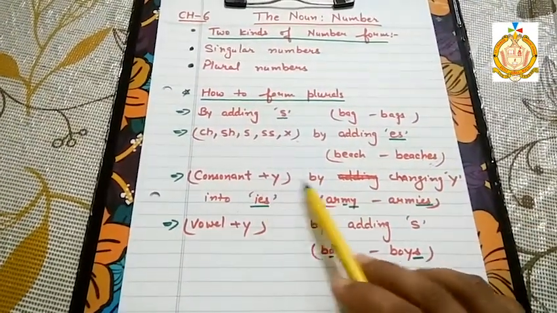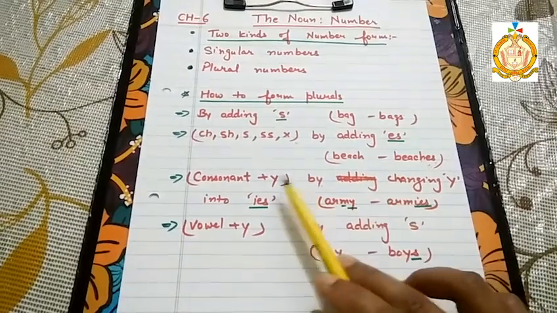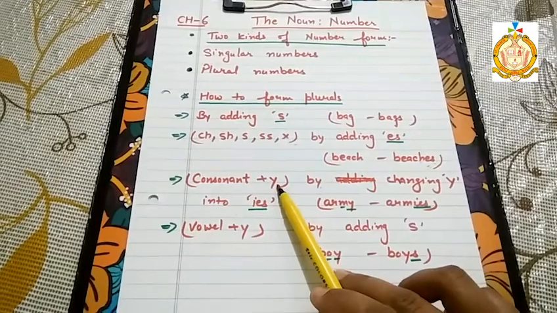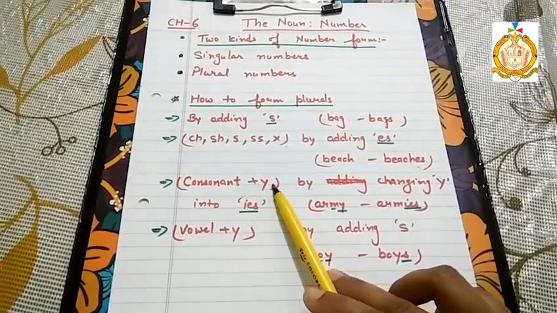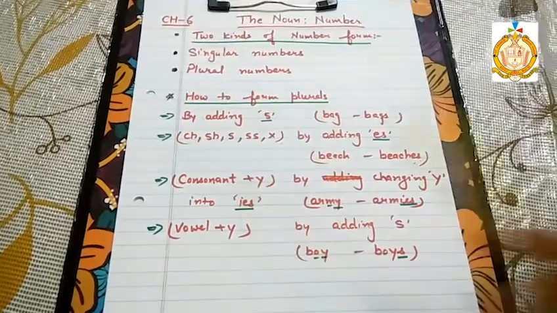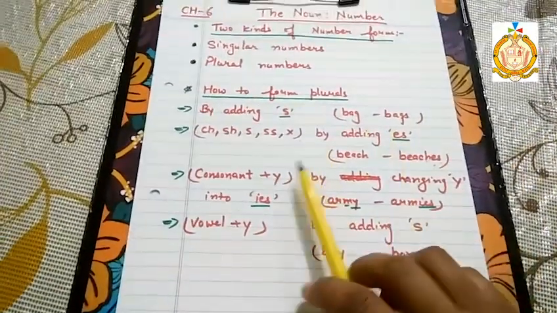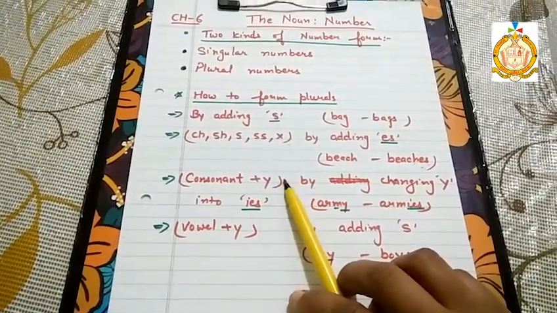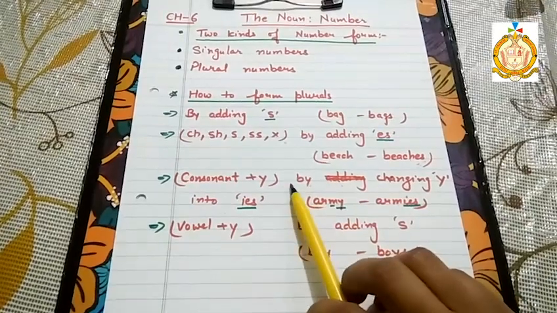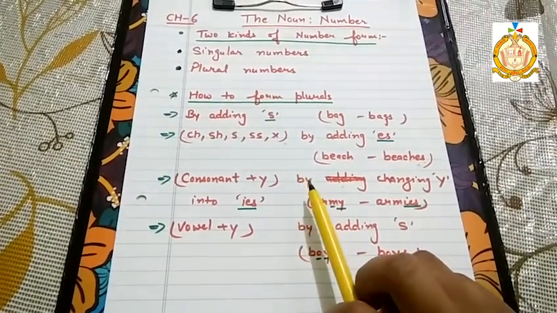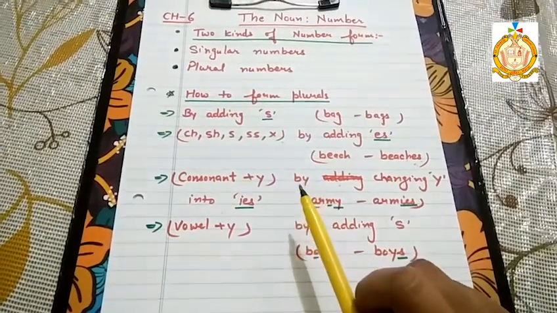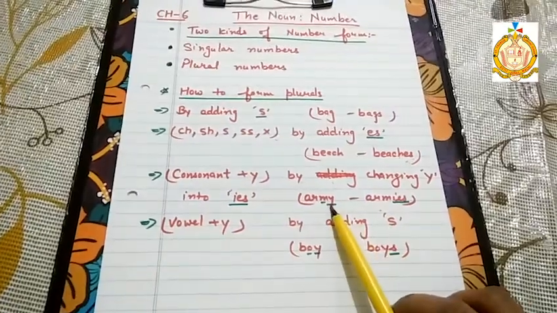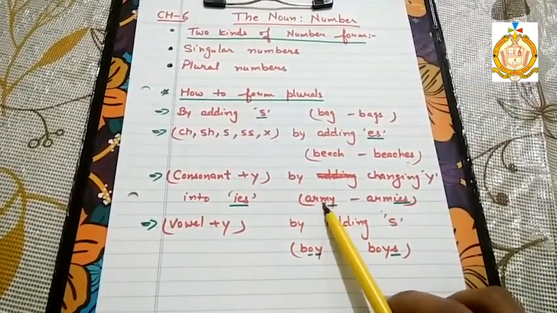Next is changing y into ies. Students, if the noun ends with y and before y there is a consonant, that is, a noun that ends in a consonant followed by y, change it into plural form by changing the y to i and then adding es. Example, army, armies. Here there is a y and before y there is a consonant.